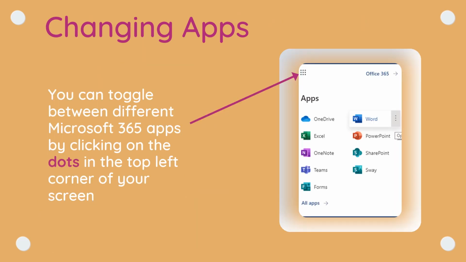Once you're connected to your Microsoft 365 account, you can toggle between different apps simply by clicking on the 9 dots, also known as the waffle, in the top left corner of your screen.